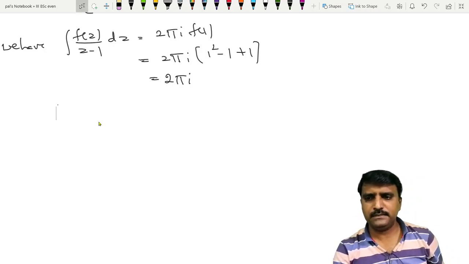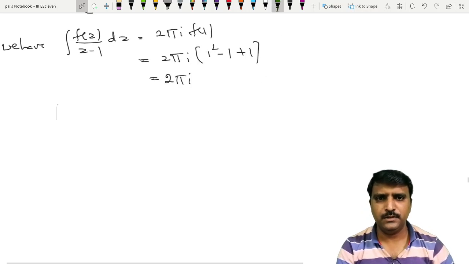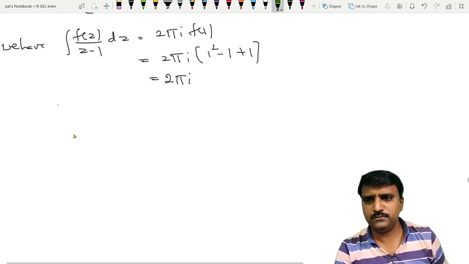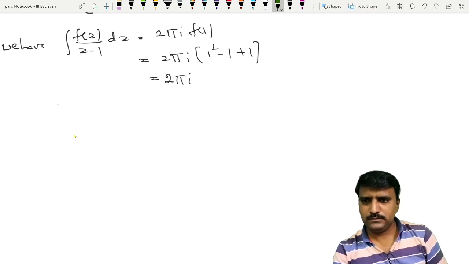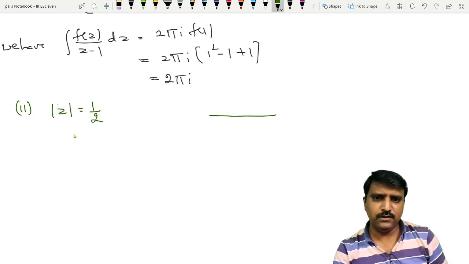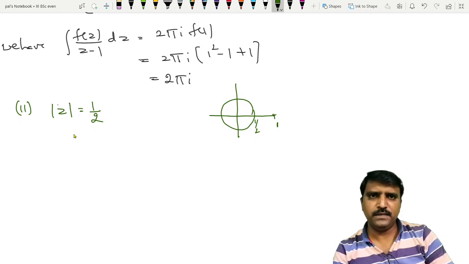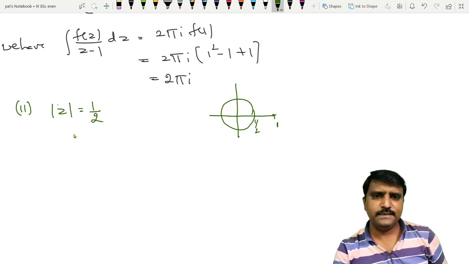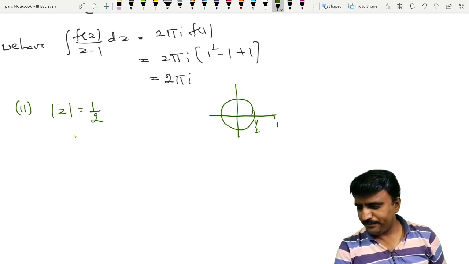Similarly, in the second case, |z| = 1/2. That is a circle with center at the origin and radius 1/2. Suppose this is the point here. In z − 1, a = 1 is a point that lies outside the circle. That means, if you consider this function, write this.